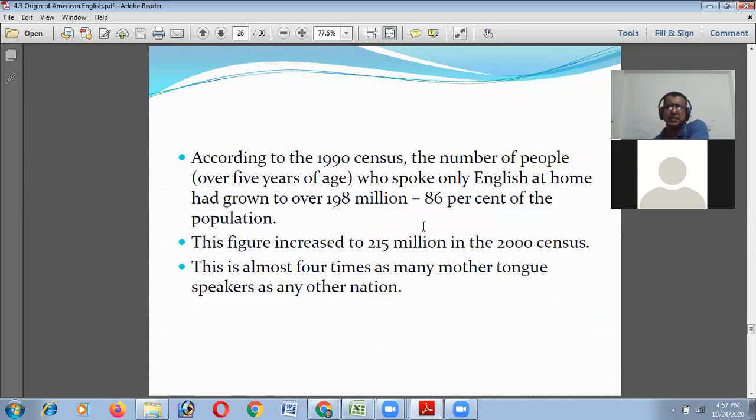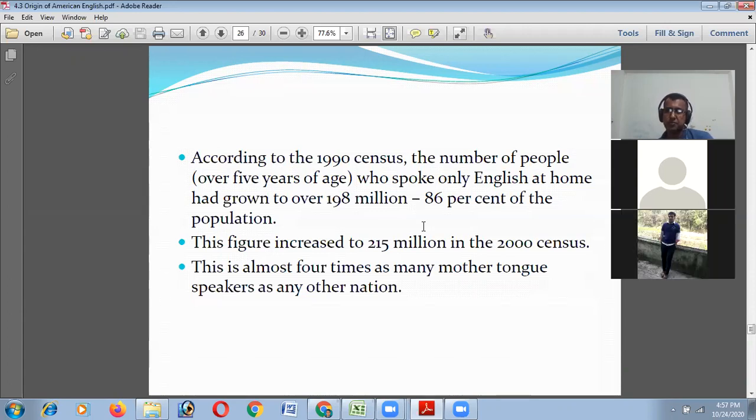According to the 1990 census, the number of people over 5 years of age who spoke only English at home had grown to over 198 million. That means 86% of the population. So in 1990, we see the scenario that 86% of the people of America use English as their first language.